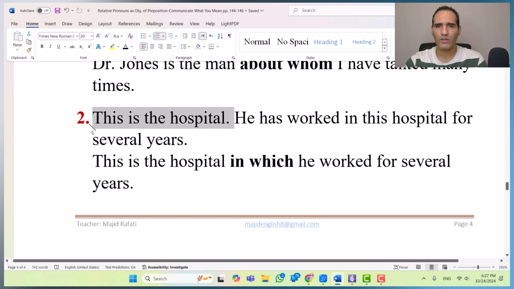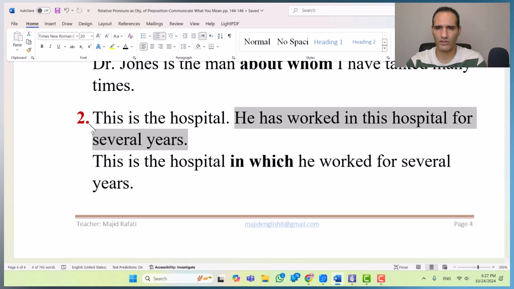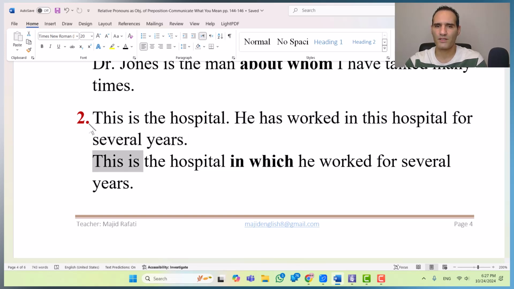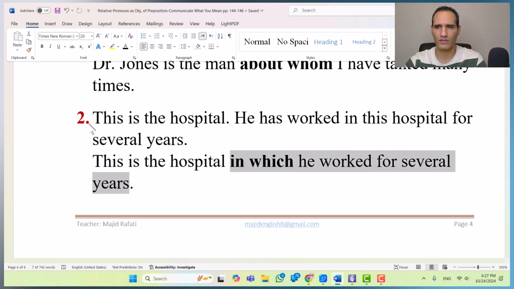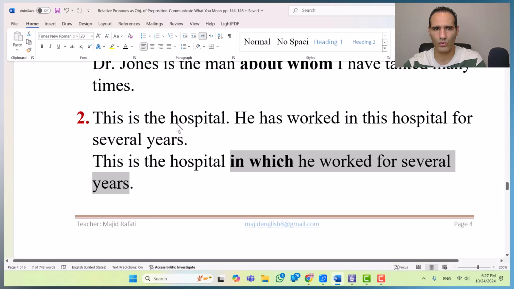This is the hospital. He has worked in this hospital for several years. You see, repeating the word hospital, it's not beautiful. This is the hospital in which he worked for several years. So the adjective clause going after the word is modifying. Work in, so in which.